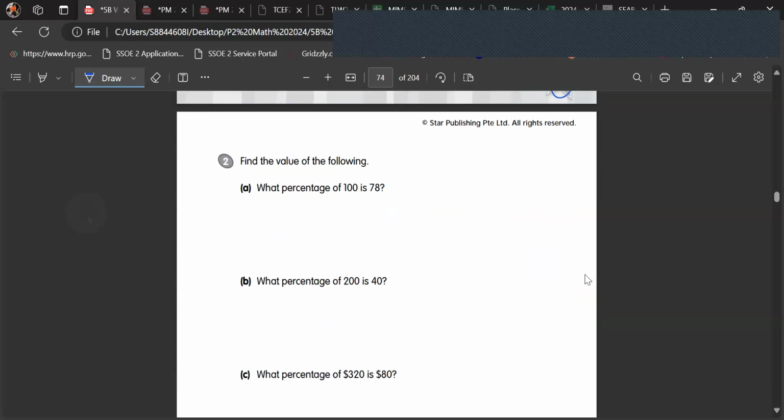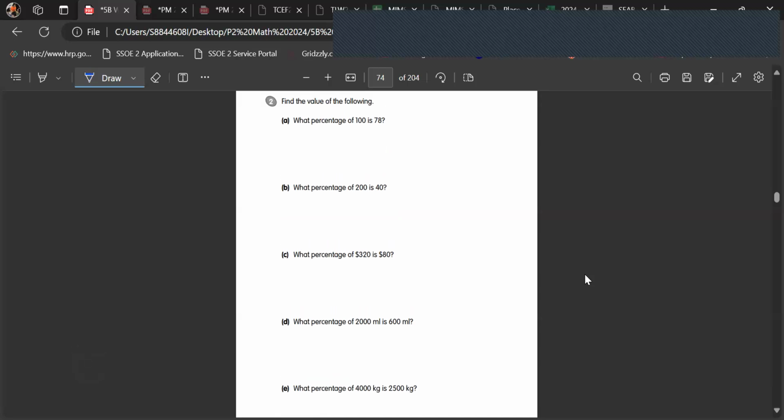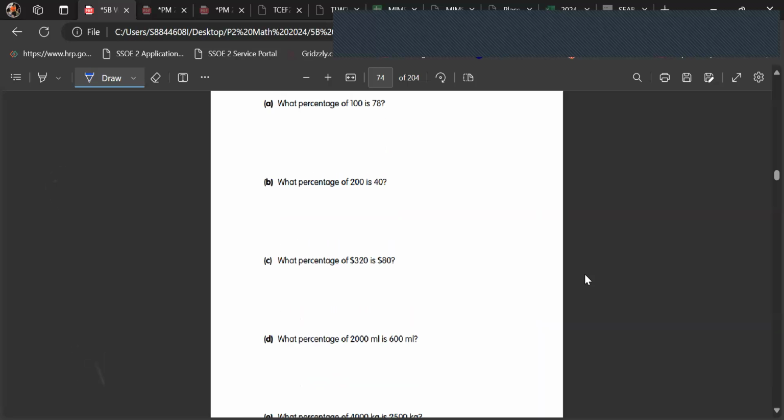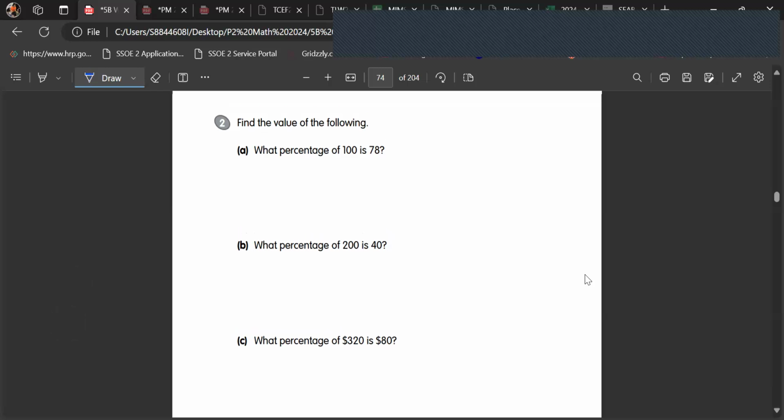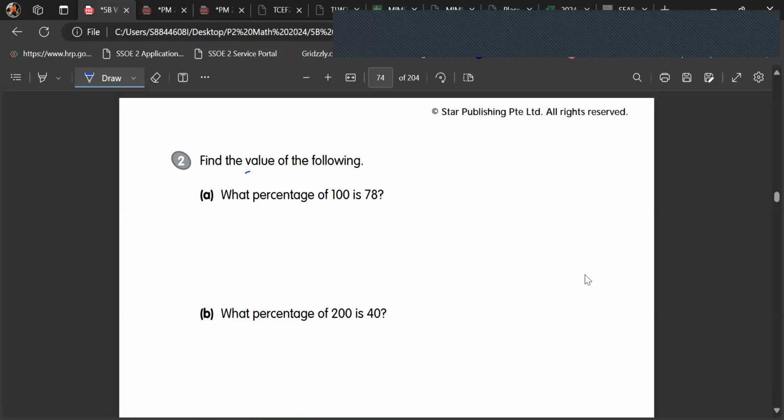Okay, we're on the next page now. So again, there are these two methods. The first one is: find the value of the following. The percentage out of 100 is 78. So this one is quite okay, right? Out of 100, this is the whole, as in the whole set of objects. You can immediately change it to 78% already.